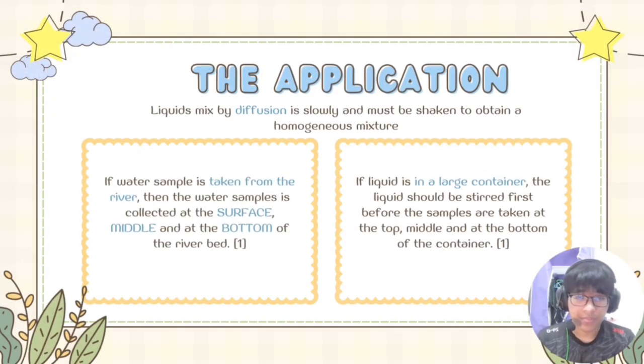So, liquids mix by diffusion slowly and must be shaken to obtain a homogeneous mixture. If a water sample is taken from a river, then the water samples are collected at the surface, middle, and at the bottom of the riverbed. If the liquid is in a large container, the liquid should be stirred first before the samples are taken at the top, middle, and at the bottom of the container.